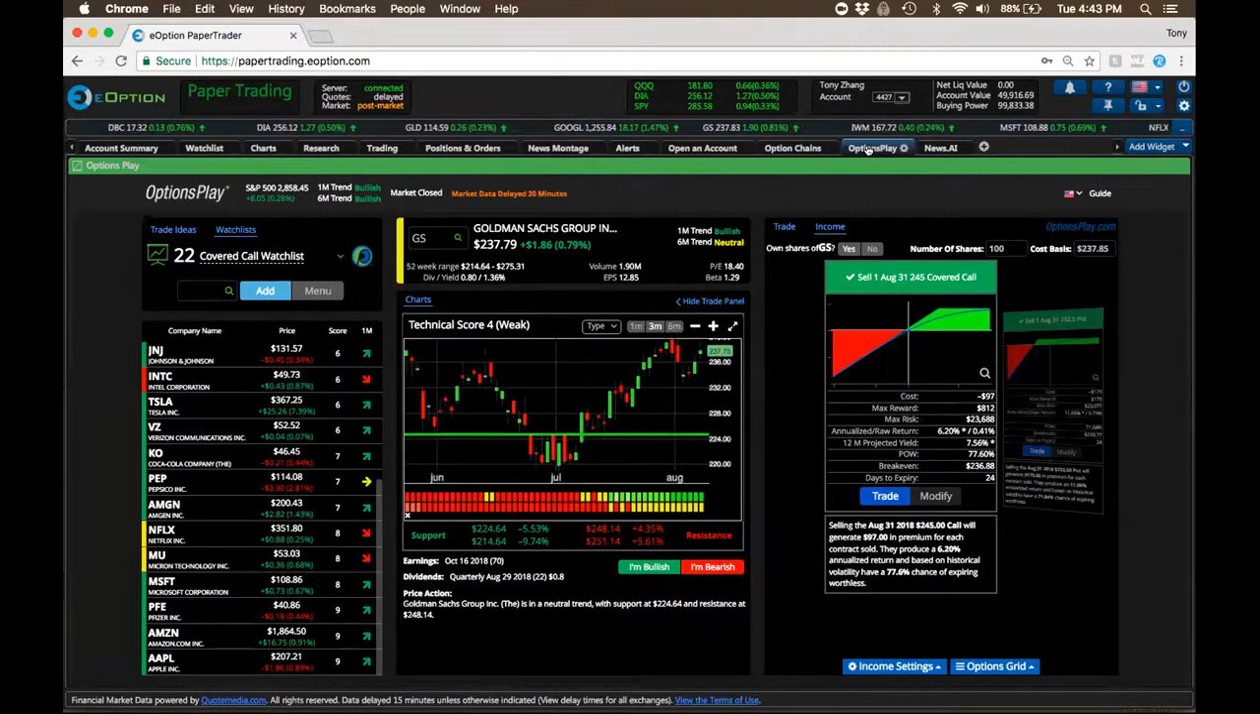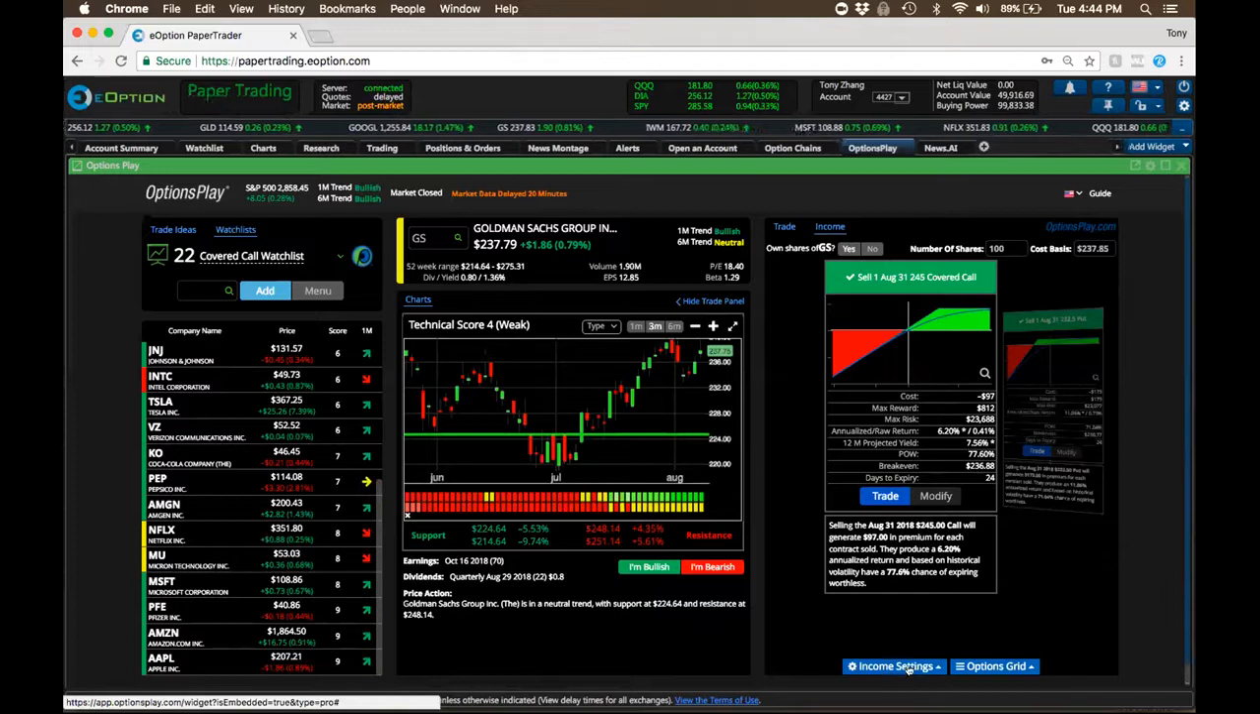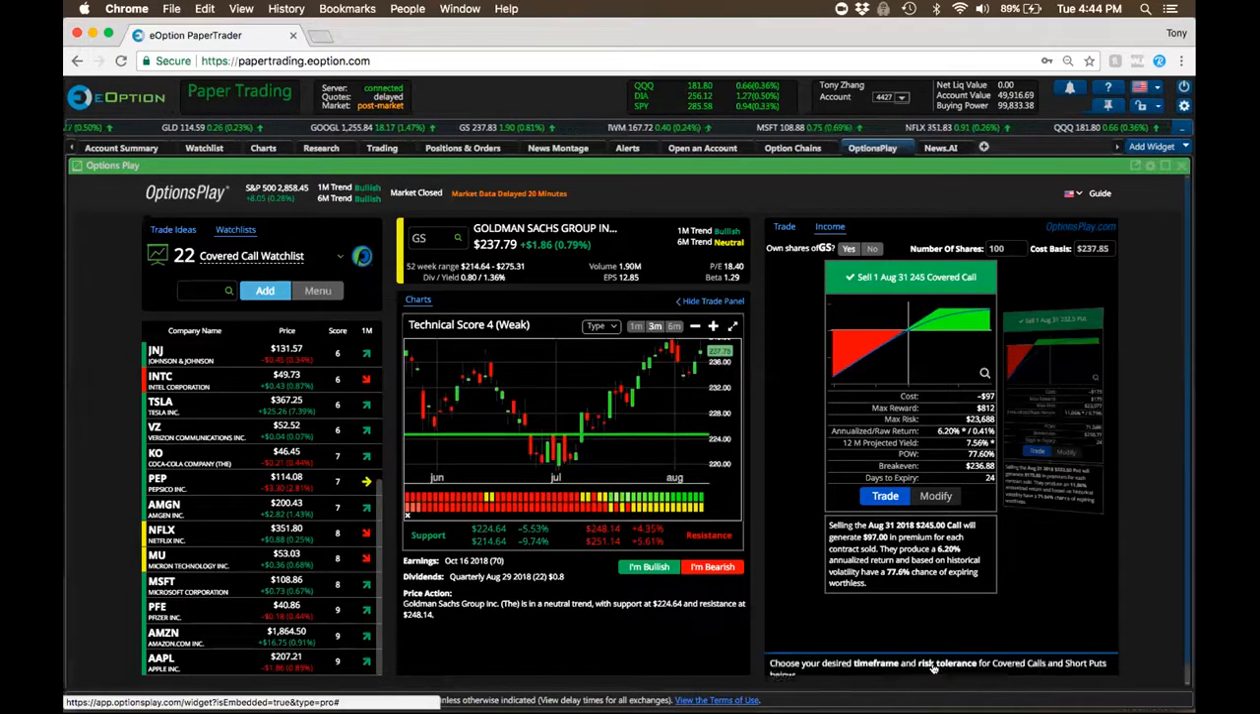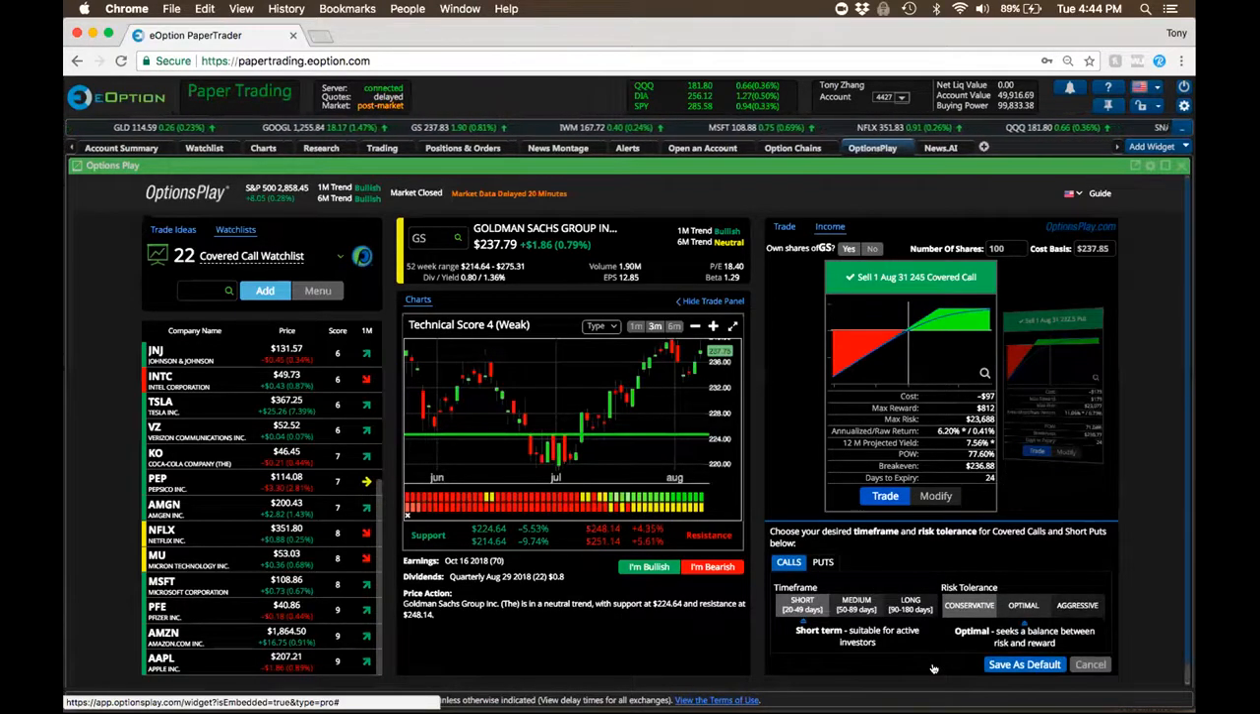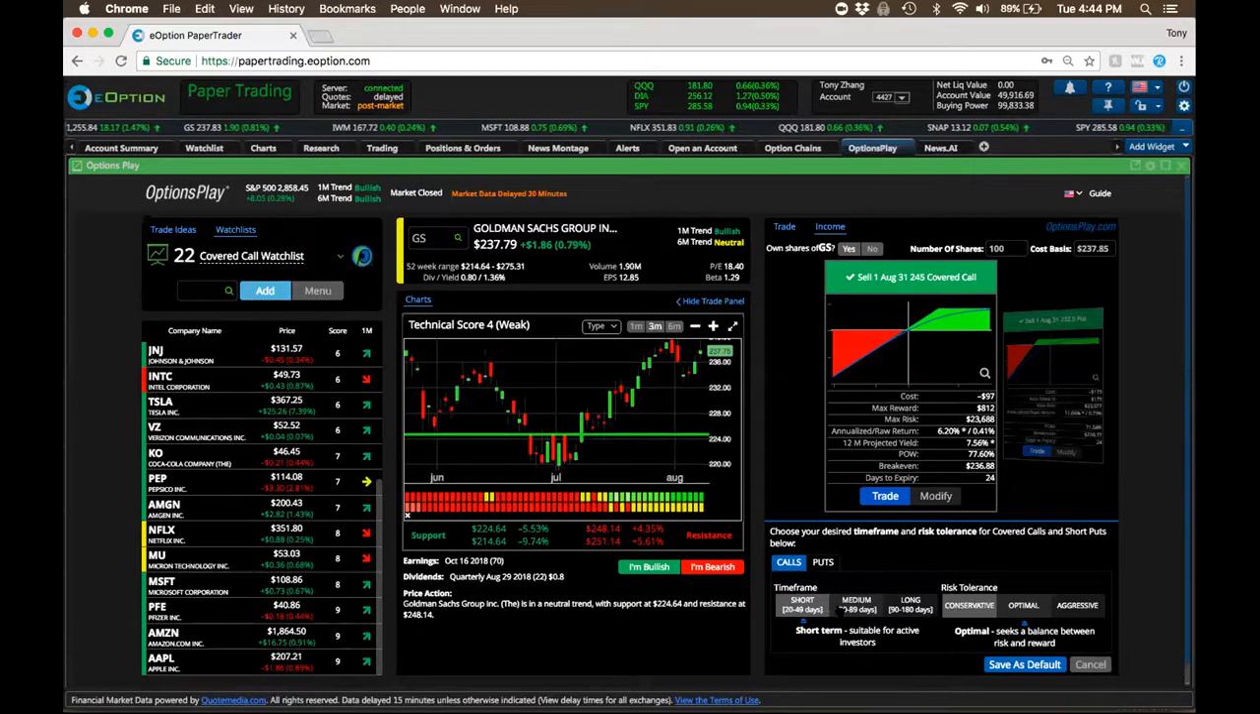So I want to show you guys how to set this up so that you can instantly go from finding your covered call opportunities within just a few seconds. So on the income tab, before you do anything, at the very bottom, there's a button that says income settings. This is where we talked about short, medium, and long-term, conservative, optimal, or aggressive. This is where you can set your own preferences. Like I said, covered calls and all of these strategies are not a one-size-fits-all strategy. So it's really important that you select the time frame and the risk tolerance that suits your personal preferences.